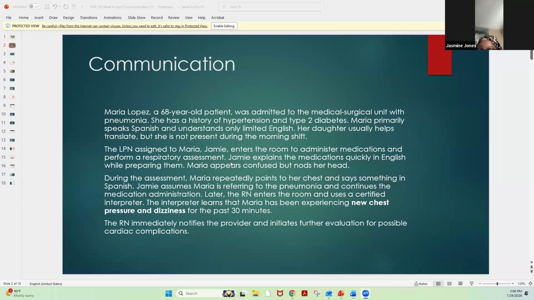Her looking confused when she was explaining the medication, and she kind of ignored it and kept doing what she was doing, what she needed to do. Yeah, that's a big one, right? She just kind of ignored the confused look and kept going. That was good. What else?